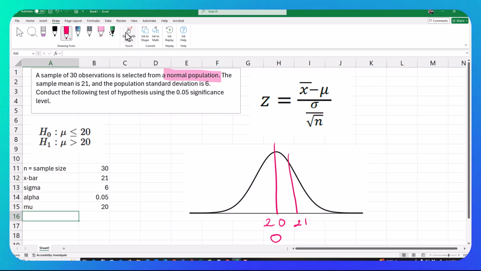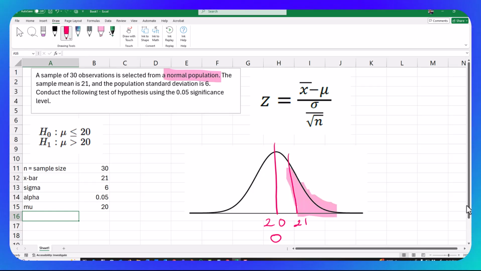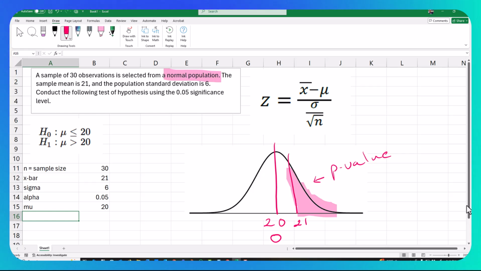Notice this is a right tail test. So ultimately we're going to be looking at this area right here, which is called a p-value, the probability we're looking for. Now they tell us we're going to cut this off at 0.05. We don't really know where that is yet, but we could find that.